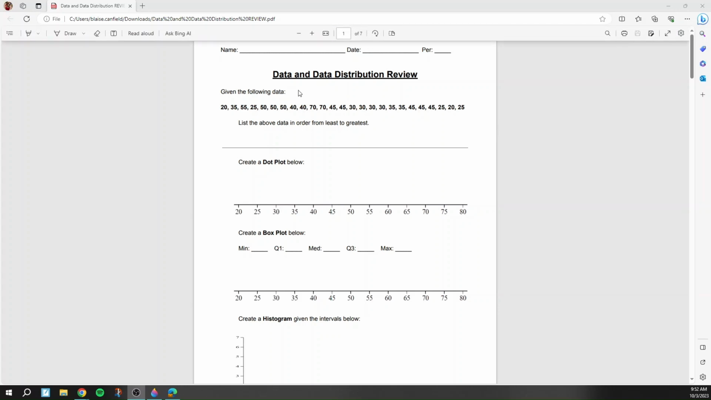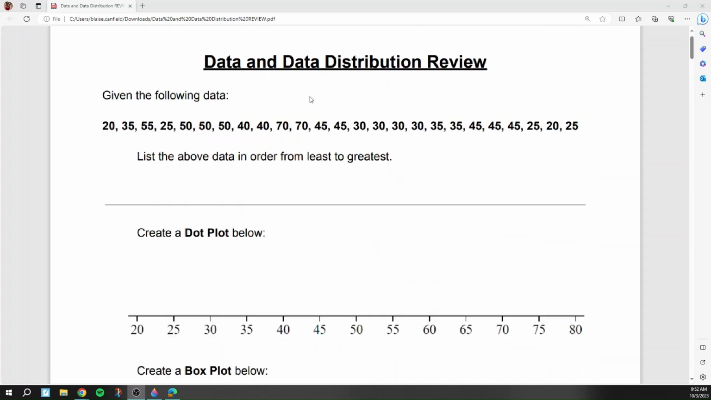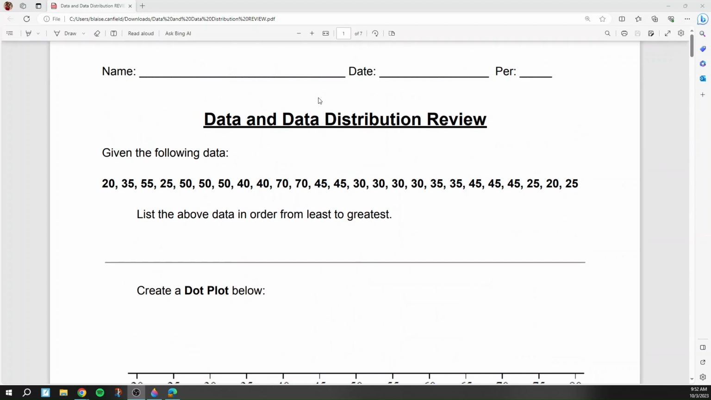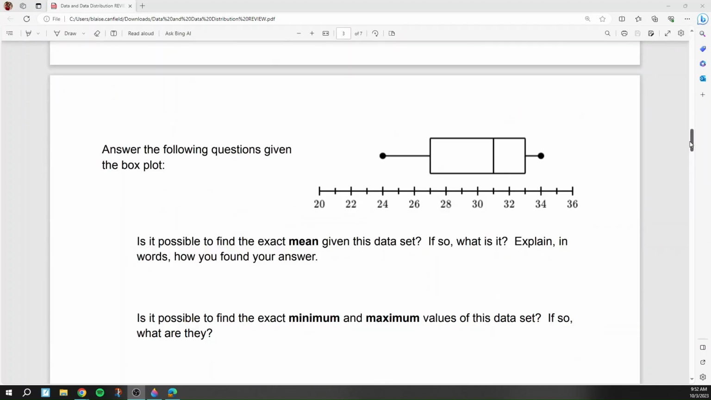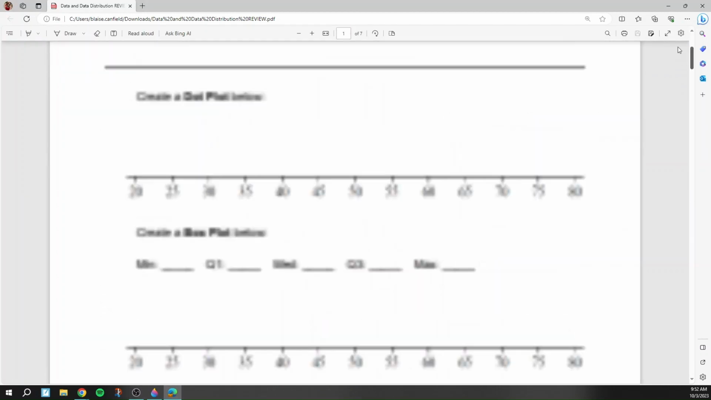Today we're going to look at the data and distribution review, which is the statistics unit that we do at the beginning of geometry, because that's where there's room for it. So I'm going to go through this whole packet as fast as I can, because I do not have a lot of time before my planning period is over.